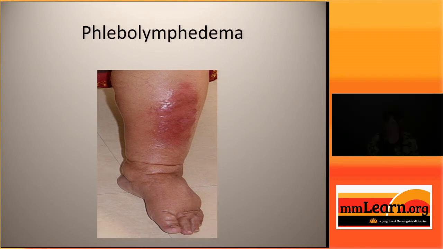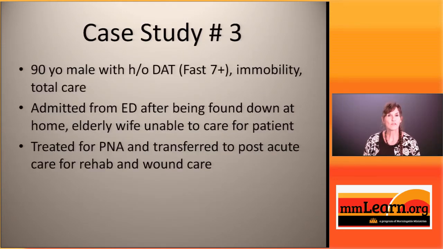Case study number 3 involves a 90-year-old male with a history of dementia of the Alzheimer's type. He's 7+ on his FAST score. He's immobile. He's total care. He was admitted to the emergency room after being found down at home. Elderly wife is unable to care for him. And he was treated with pneumonia and then transferred to the post-acute care for rehabilitation and wound care.